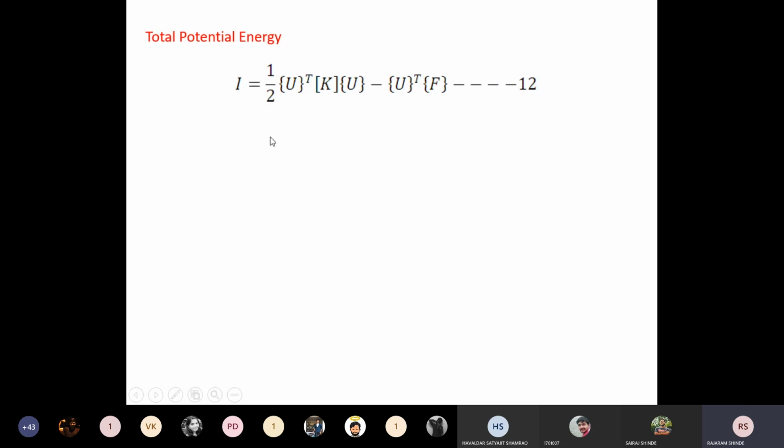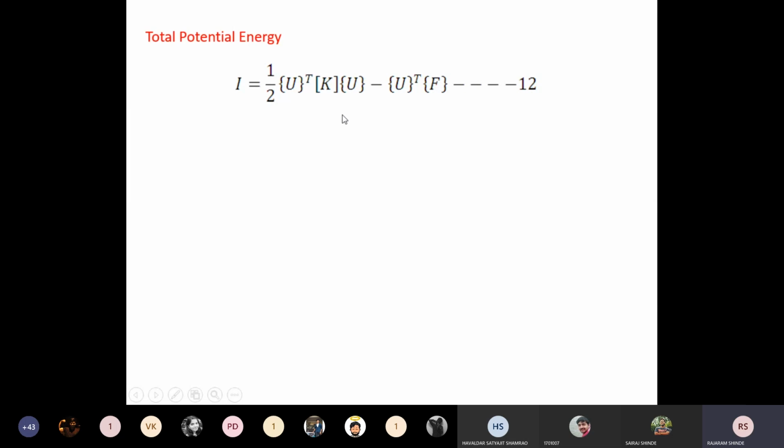Next one. Now according to the principle of minimum potential energy, when structure attains the equilibrium condition, then potential energy is minimum. Now here if you observe this equation, this potential energy is a function of u, because this is a property matrix and this one is applied load. These are constant terms. Here U transpose, Pi is a function of u.